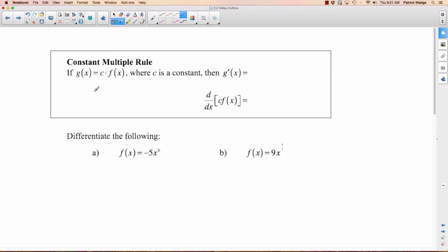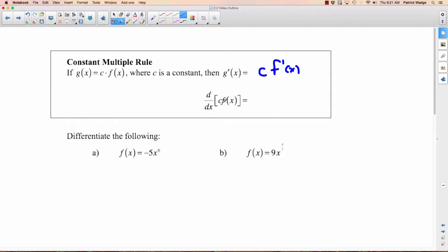This is very similar to one of the properties we talked about when we were talking about limits. All this rule is saying is, if you have a constant times a function and you want to take the derivative of that, you can just move the constant out front. So you can move the c out front, then take the derivative of the function, and then multiply by the constant. You can do that. This is the other way you could express the same thing.